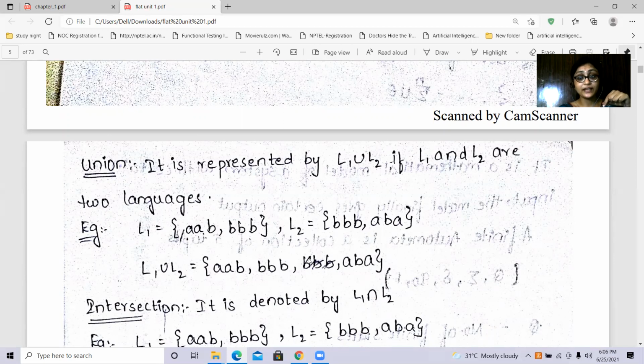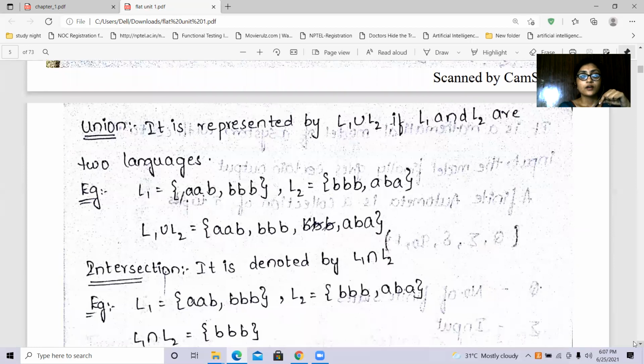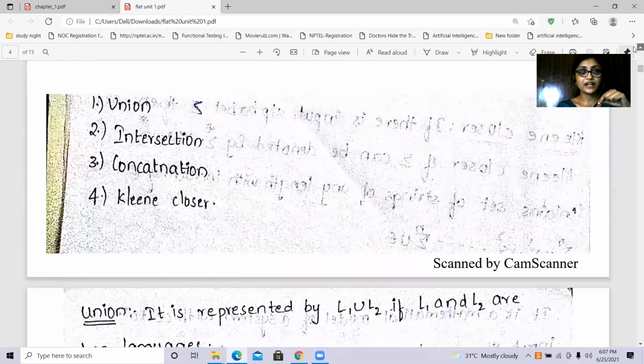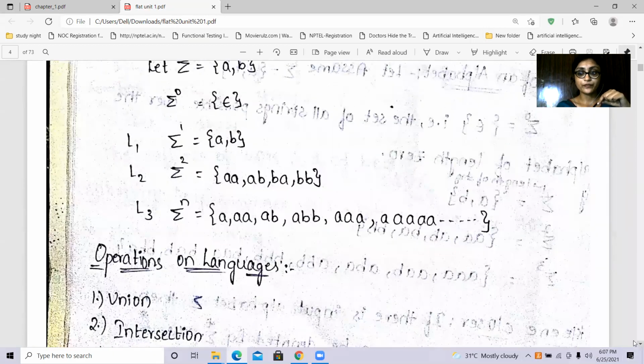AAB, BBB, ABA. We should not write the common element because it is a union. A union operation always eliminates the common element, the common string, from both the languages. And next, the intersection. Intersection means nothing but the common elements from both the languages can be considered as the intersection.